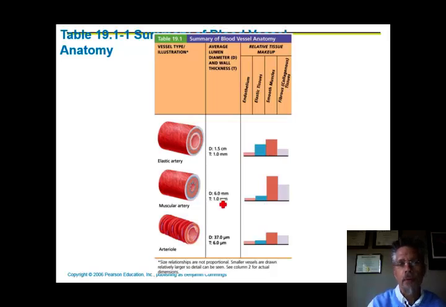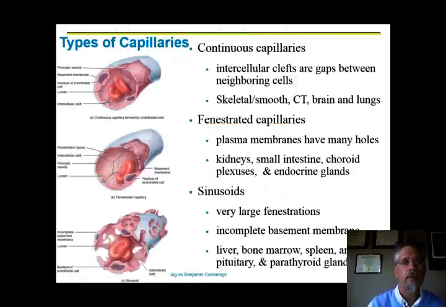There are some good summary diagrams and tables that go through that as well. Table 19.1 goes through, when we look at the wall, how thick is it? This is average diameter as well as wall thickness. And then what do we find inside of the wall? Is it this endothelial lining, elastic tissues, smooth muscles, or fibrous tissues? You can see the composition changes depending on what type of vessel we're talking about. Even the capillaries will actually be different.